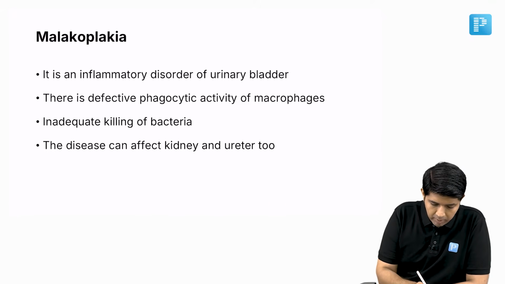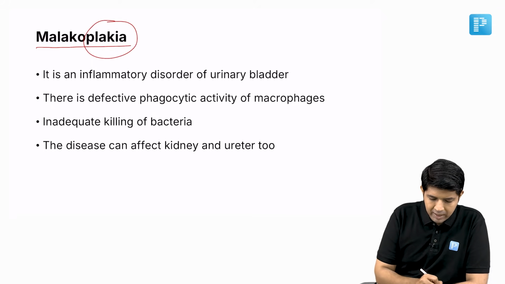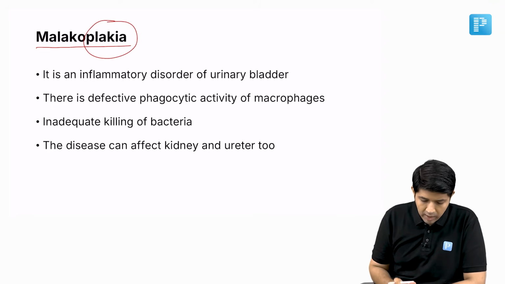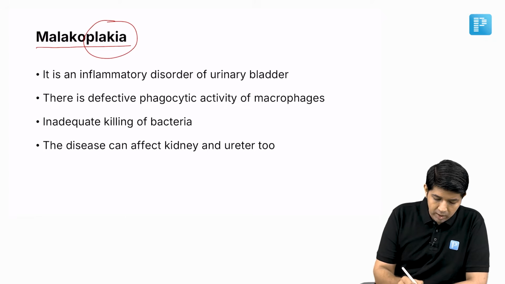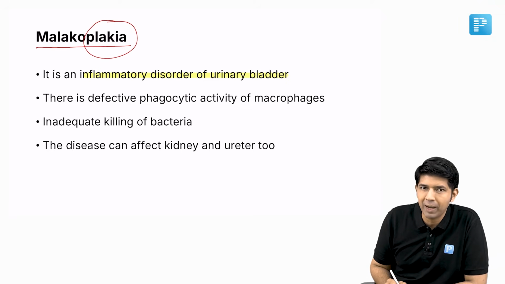Next condition we are going to talk about is Malakoplakia. So Malakoplakia basically means you are going to have a patch or a plaque inside the urinary bladder. Now here there is a chronic inflammation going on inside the urinary bladder.